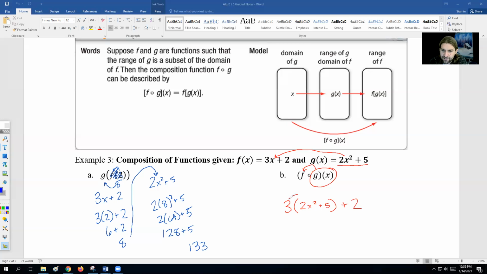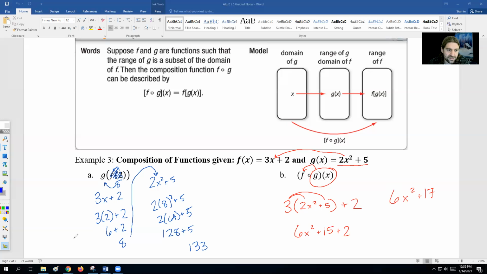So let's simplify this. In this problem here, we would have to distribute. So 3 times 2, that's 6x squared, and then plus 3 times 5 is 15. We still have our plus 2. So this equation here would simplify down to 6x squared plus 17. So it's not too bad. This whole section requires a lot of practice, though, to make sure you don't make any of these simple mistakes.